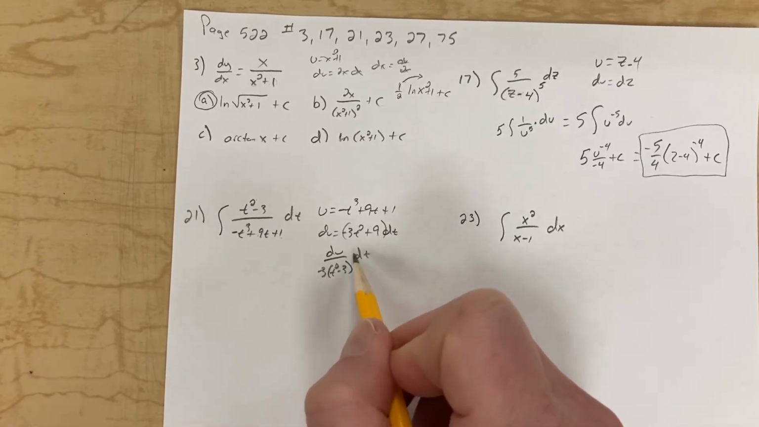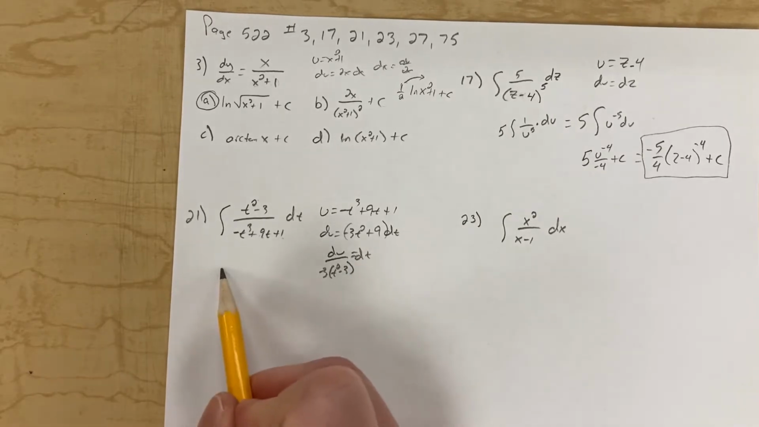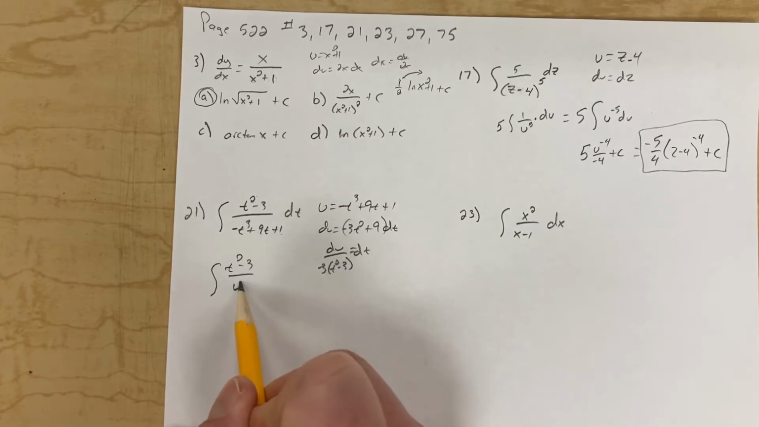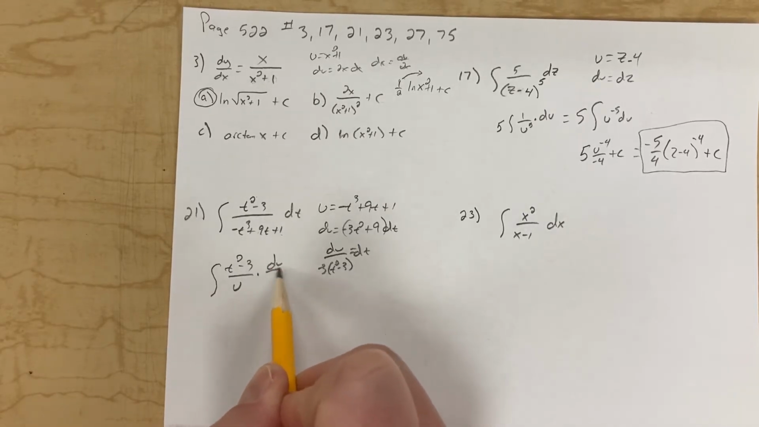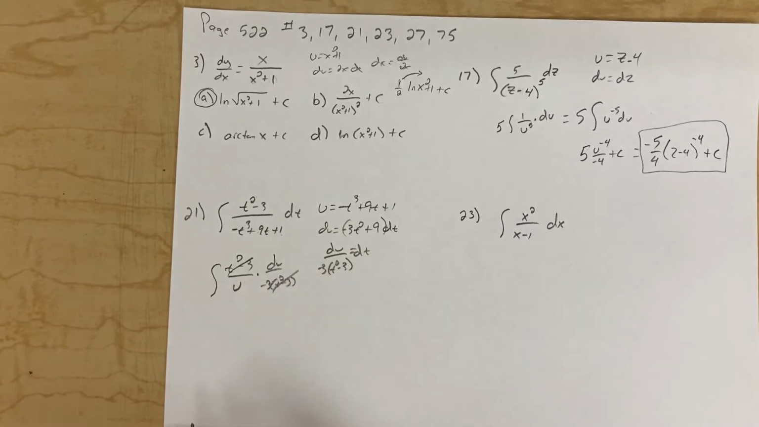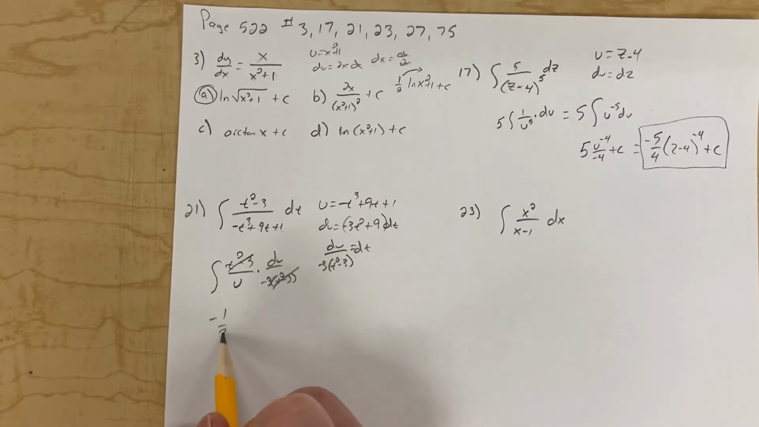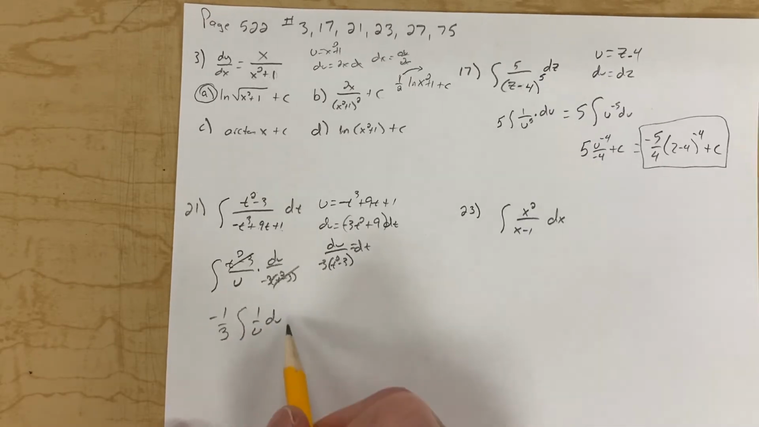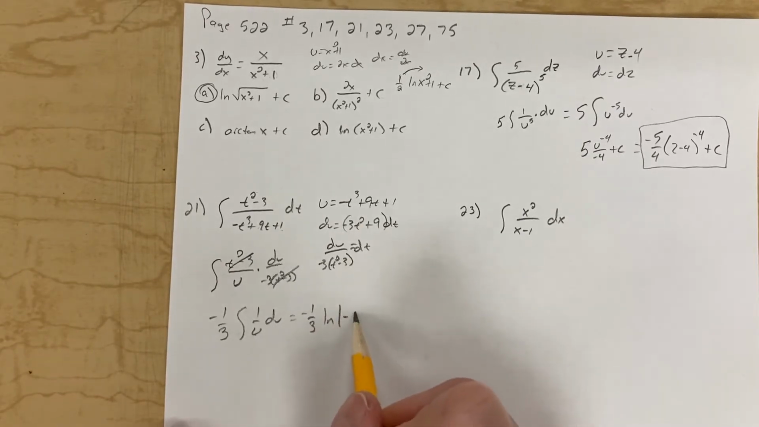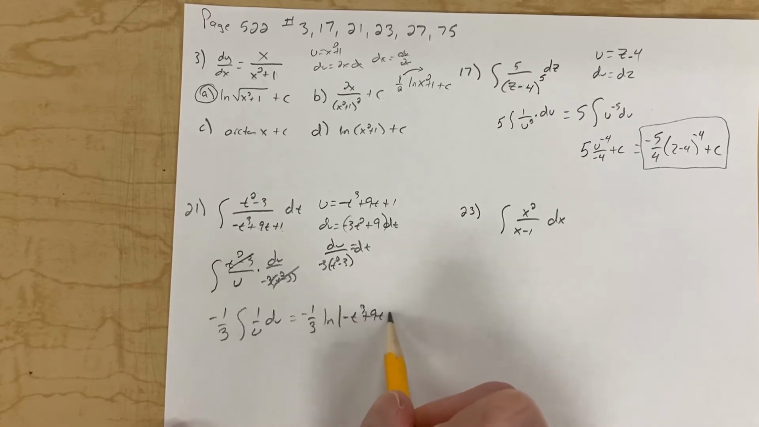And that's important, because then when I come back over here, I'll have the integral of t squared minus 3 over what I'm making u now, times du over negative 3 times t squared minus 3. The t squared minus 3's cancel. I can pull that negative 1/3 out, 1 over u du. So that turns into negative 1/3 times the natural log of the absolute value of u, which is negative t cubed plus 9t plus 1, plus c.